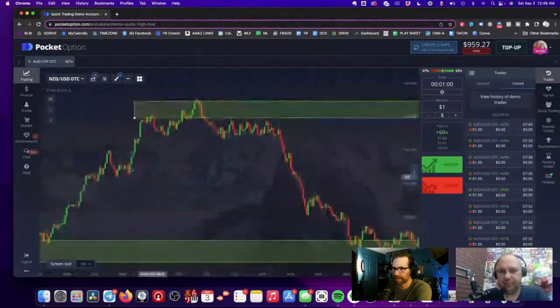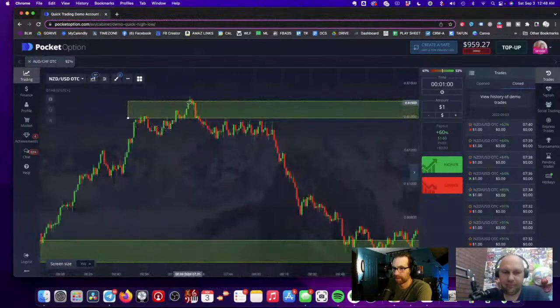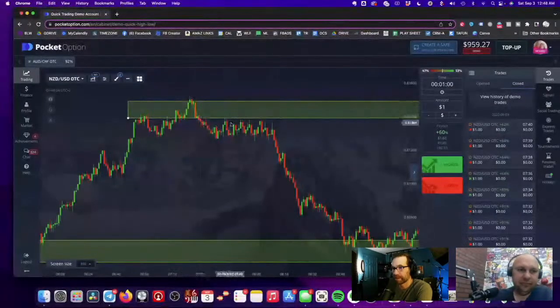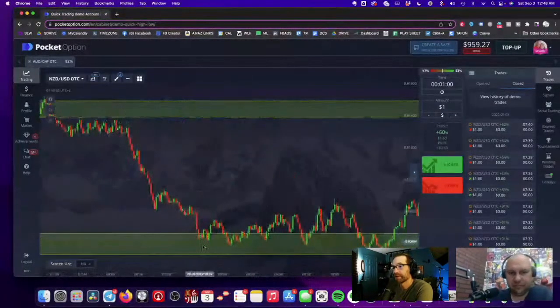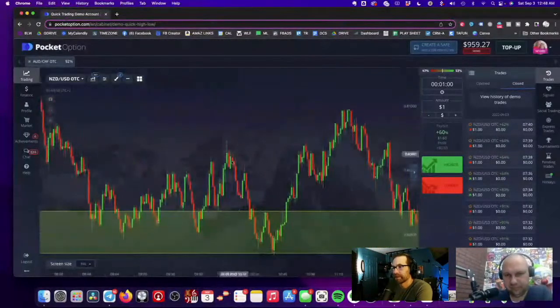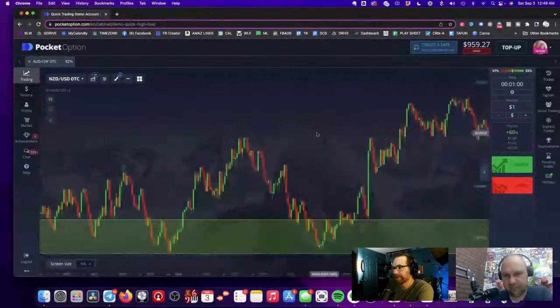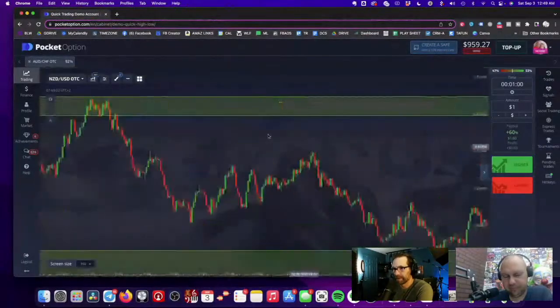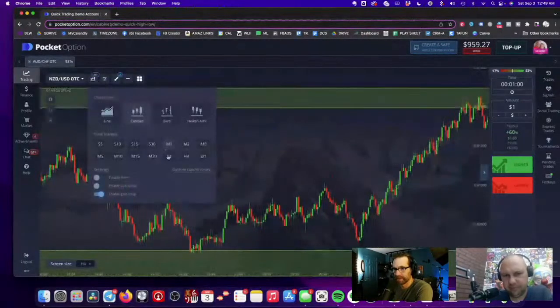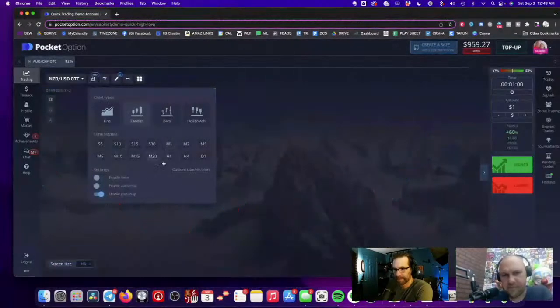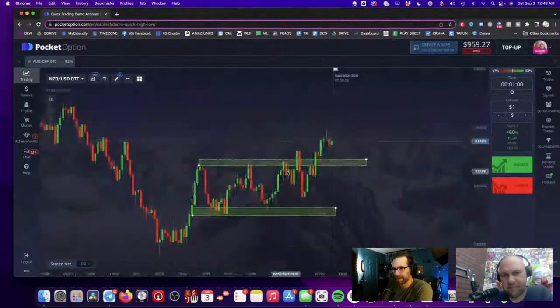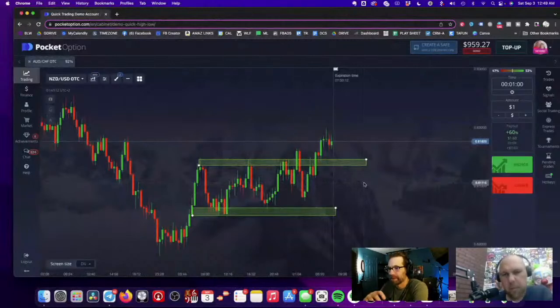Yeah, this starts out here, goes up, tests this, goes down. The problem with this is I don't like Pocket Option's interface. I have TradingView and it's a lot better to zoom in and out. This is really cumbersome. If I do it in 30 minutes, then it's really easy to see.